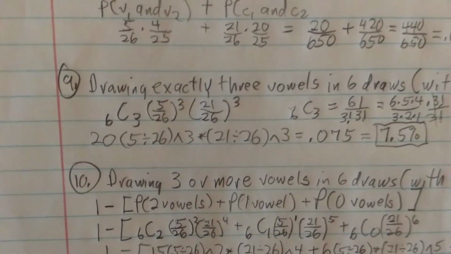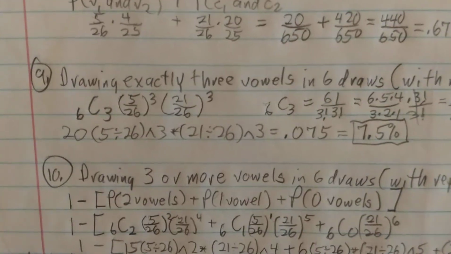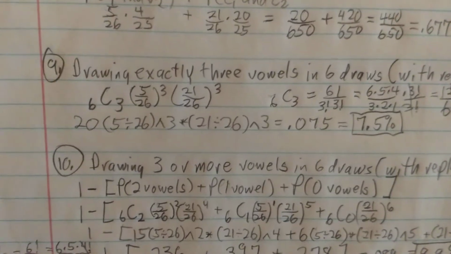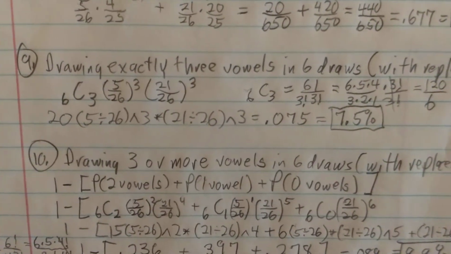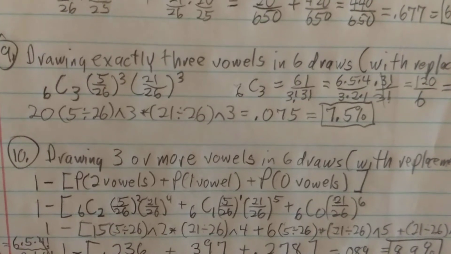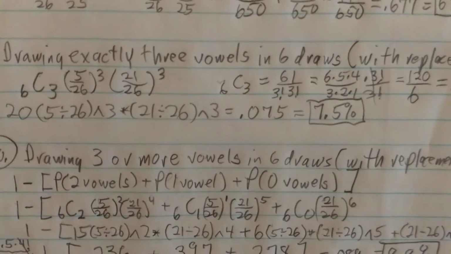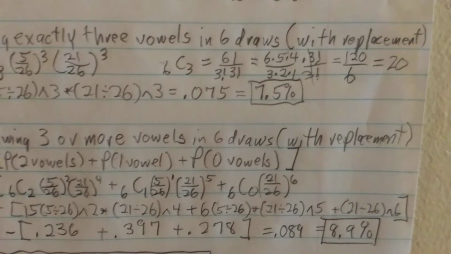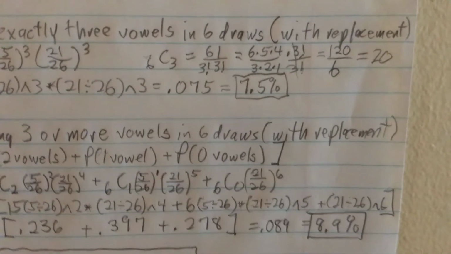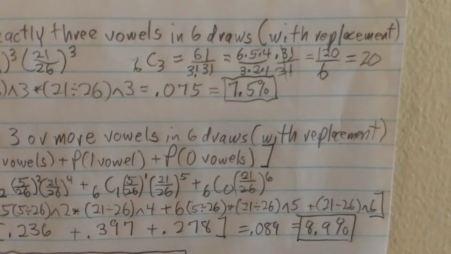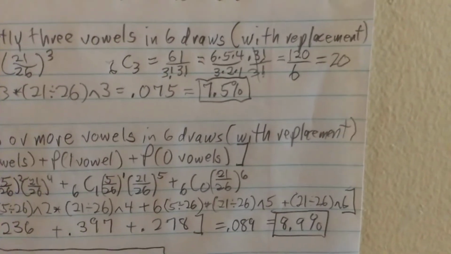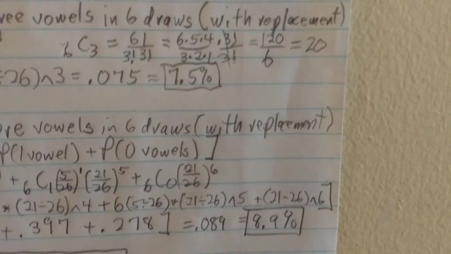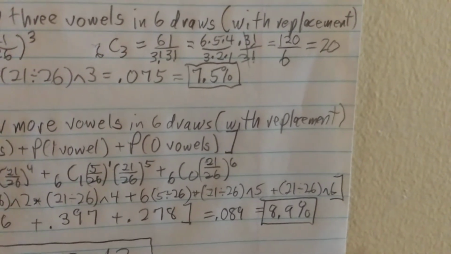or 67.7%. Now, what's the chance of drawing exactly 3 vowels in 6 draws with replacement? Well, here we would use our binomial theorem, 6C3, 5 over 26 to the third, that would be 3 vowels, and 21 over 26 to the third, that would be the 3 consonants. So now 6C3 is, remember, 6 factorial over 6 minus 3, or 3 factorial, divided by 3 factorial. So the 3 factorials cancel out, and we have 6 times 5 times 4 over 3 times 2 times 1, or 120 over 6, which is 20.